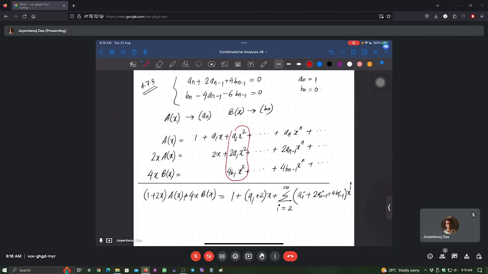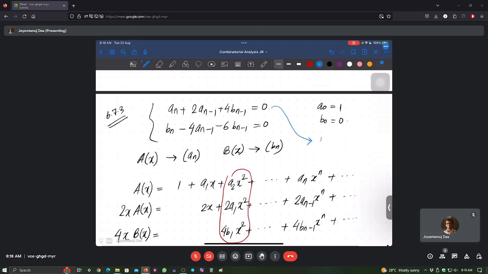So but these terms I know are 0, right? Because that is given in the system, right? So what happens to a1? A0 I have 1. What is the value of a1? A1 is 1, right? Sorry, no, A0 is 1. A1 we have to compute from the first one.